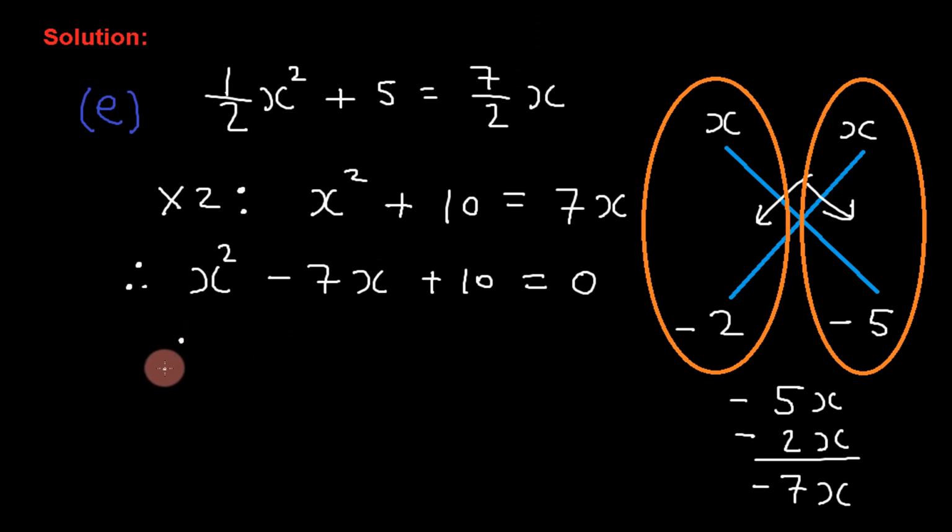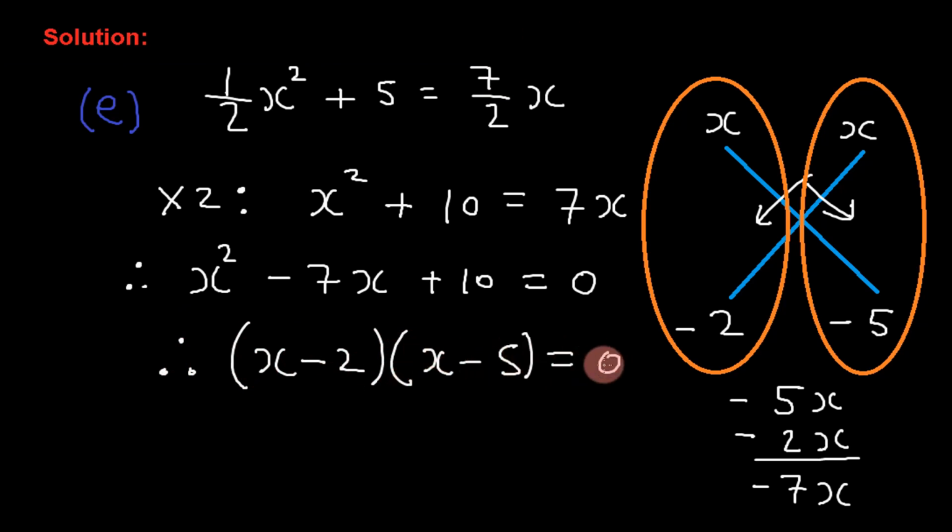So then x minus 2 times x minus 5 is 0. Then just checking mentally, x times x is x squared, negative 2 times negative 5 is positive 10, then we have negative 2x minus 5x is negative 7x. So these factors are correct.